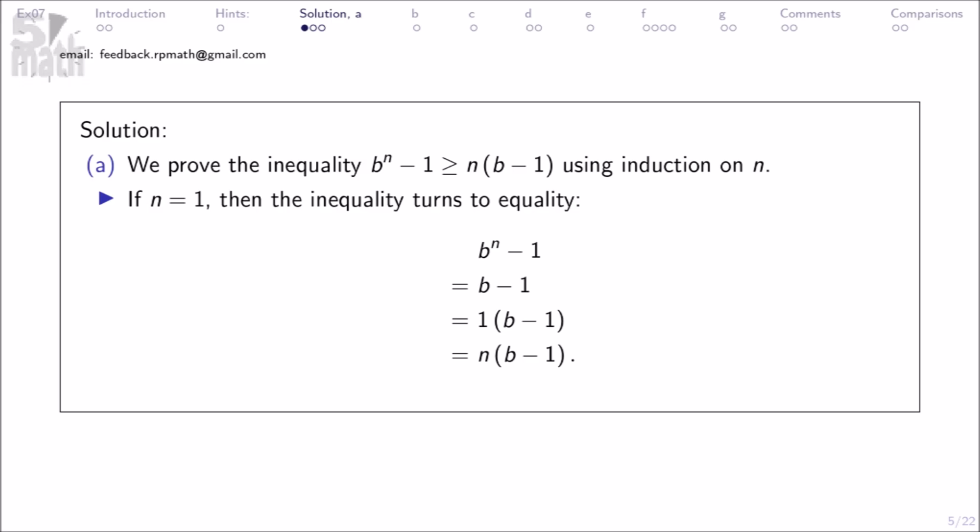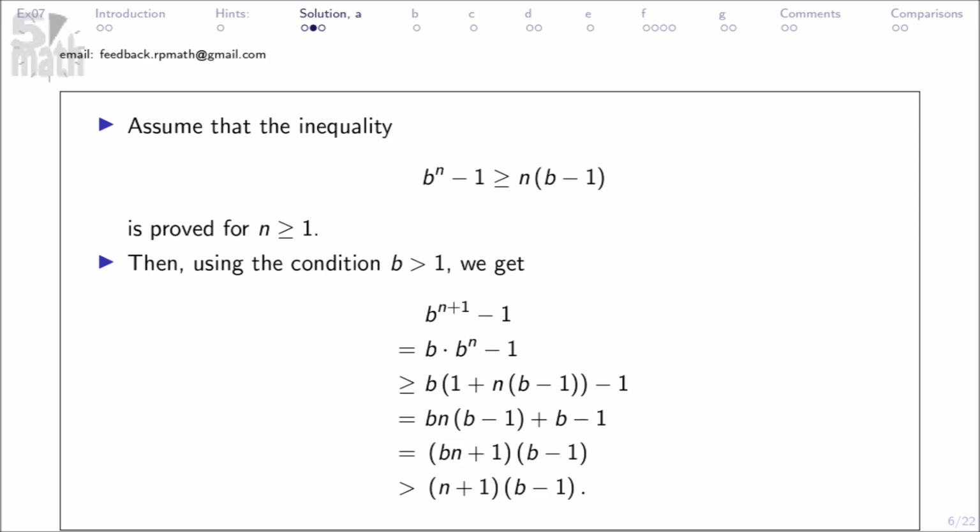Solution. A. We prove the inequality b to the n minus 1 greater than or equal to n times b minus 1 using induction on n. If n equals 1, then the inequality turns to equality. b to the 1 minus 1 equals b minus 1 equals 1 times b minus 1 equals n times b minus 1.